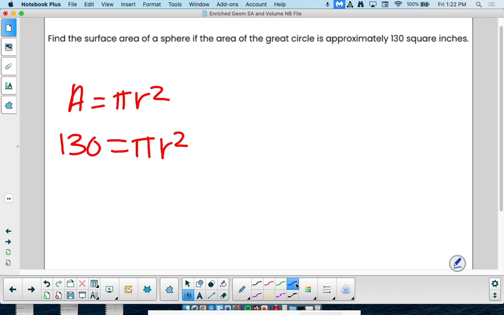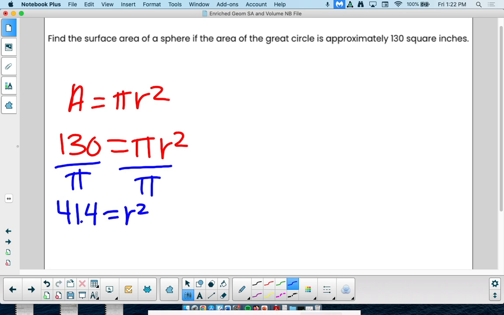Okay, what do we gotta do first on this one? Divide by pi. You guys notice that 130 doesn't have pi, so you actually have to divide by pi on this one. It's a little different than the last one. So what is 130 divided by pi? 41.4 equals r squared. How do you want to undo something squared? Just square root it. What's the square root of 41.4? 6.4.